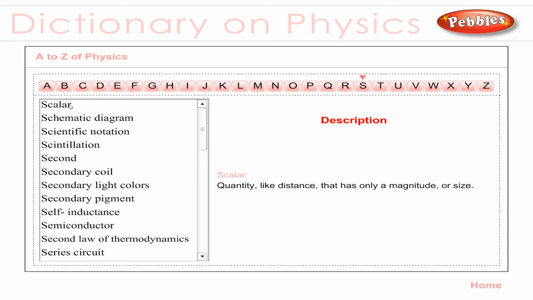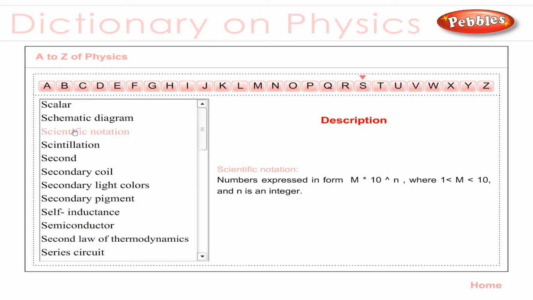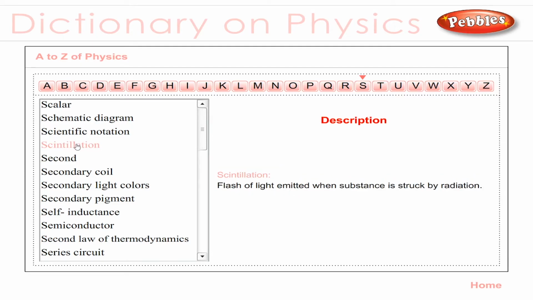Scalar. Quantity, like distance, that has only a magnitude or size. Schematic diagram. Representation of an electric circuit using symbols. Scientific notation. Numbers expressed in the form m times 10 raised to n, where 1 is less than m, which is less than 10, and n is an integer. Scintillation. Flash of light emitted when a substance is struck by radiation. Second. SI unit of time.